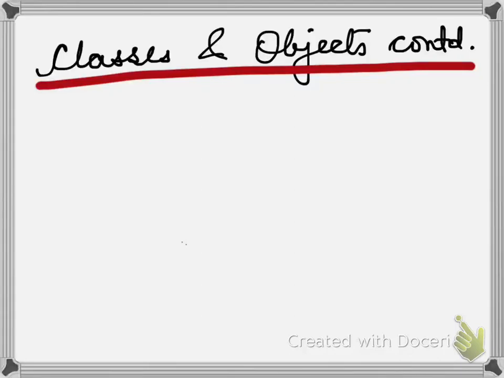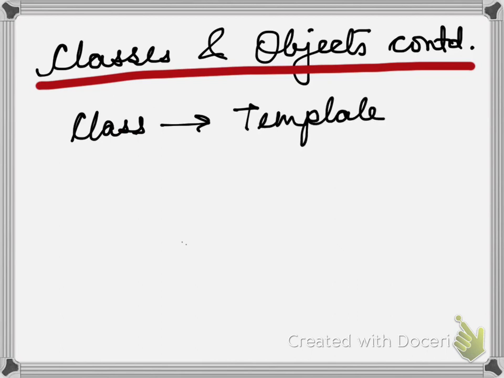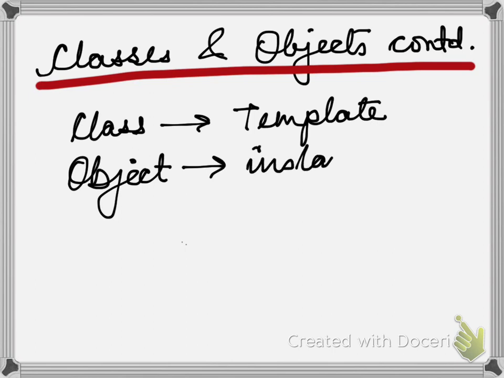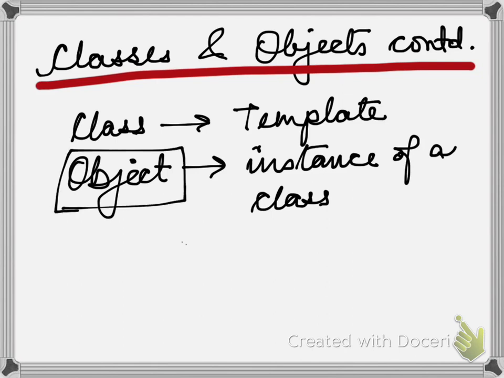Welcome back. In the previous video we discussed classes and objects. We saw that a class is a template or a blueprint, and an object is an instance of a class. What actually exists is the object and not the class. The class is just a description.